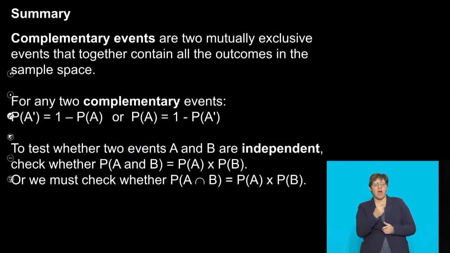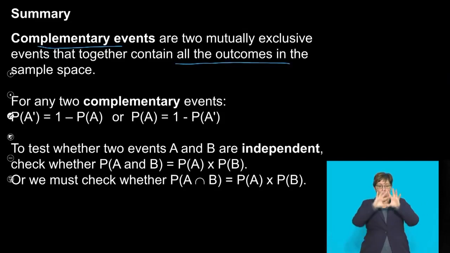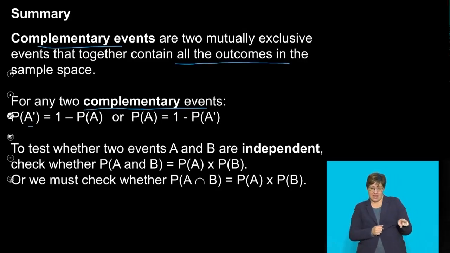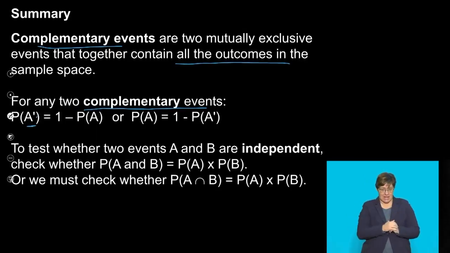So we spoke about complementary when we started as our keywords. Complementary events are two mutually exclusive events that together contain all the outcomes in the sample space. Are we together? For two complementary events, this is the probability of not A. If I put something like that there, that means not A. And the probability of not A is 1 minus the probability of A.